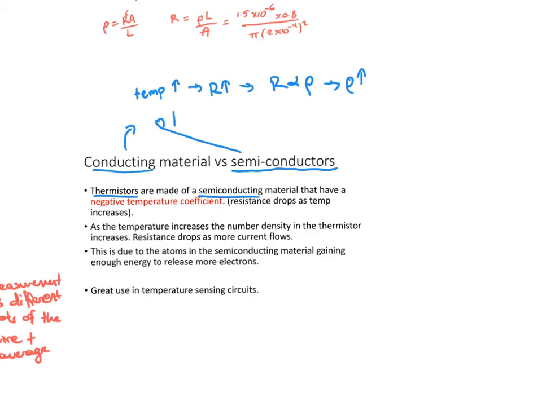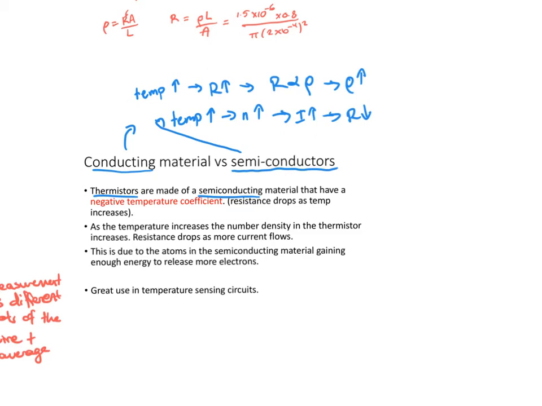So as temperature increases, that temperature increase allows more free electrons to be released. So that means that the number density increases, which means more current, which means a lower resistance as the temperature increases, basically, and more current will flow. That's because the atoms in semiconducting material can gain enough energy to release more electrons with thermal energy. So the more thermal energy they get, the more electrons they will release.